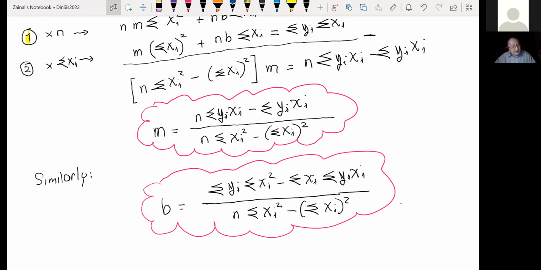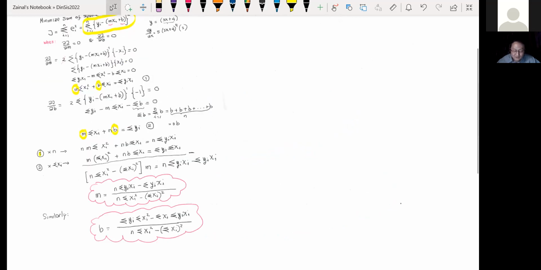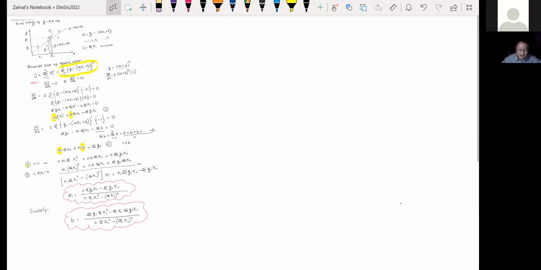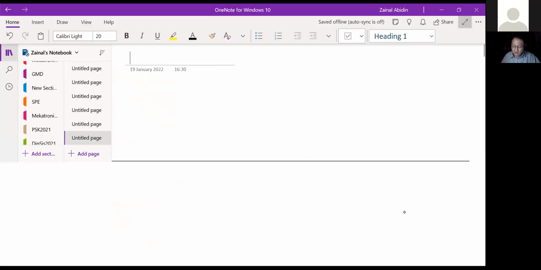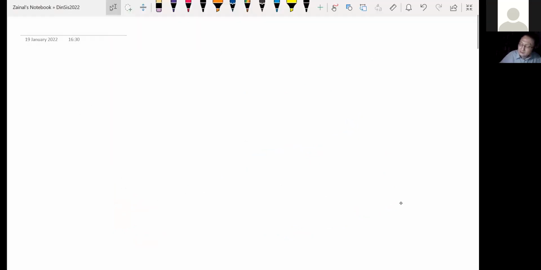So this one seems difficult, but it's not. And this is the derivation if we want to derive a linear equation. Later we will derive more complicated ones. Okay, but before I try to calculate, I want to write down homework.